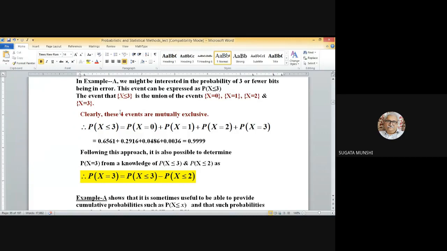So from the probability mass function, you can move on to the cumulative distribution function, and vice versa.